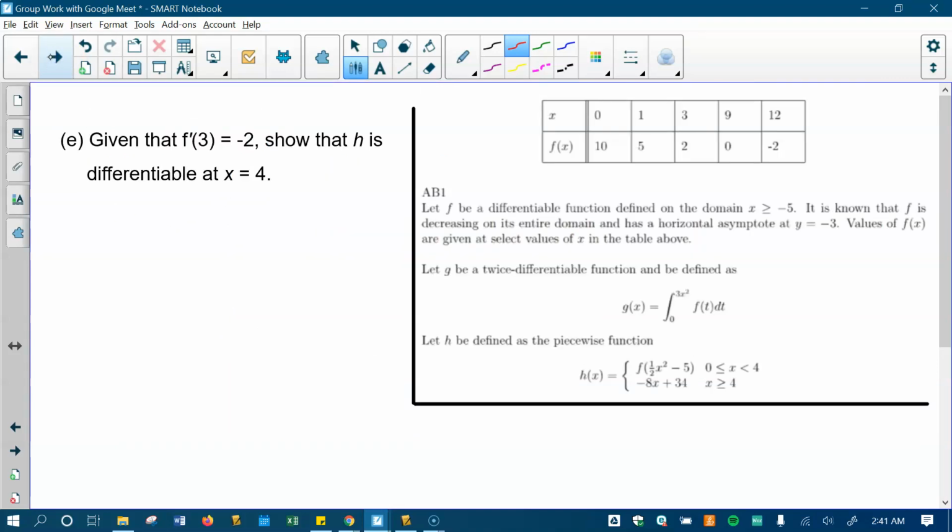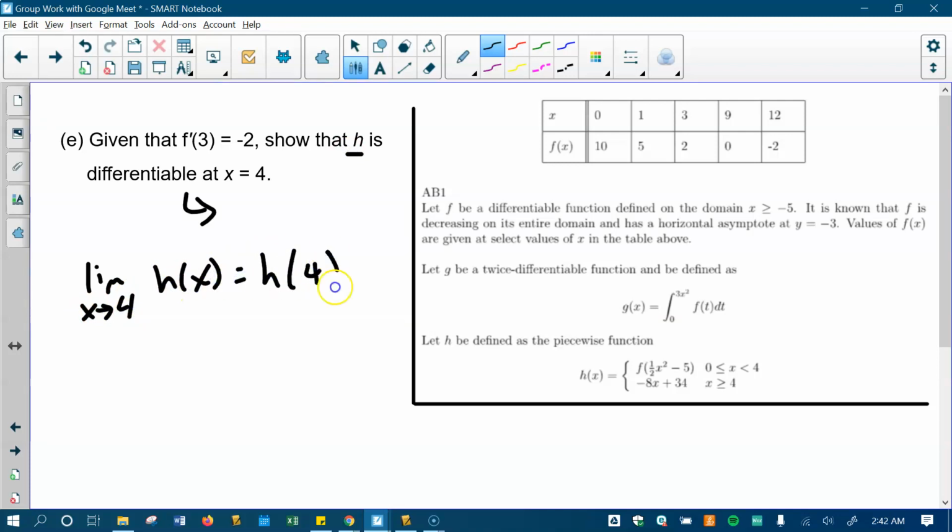For E, given that f prime of 3 equals negative 2, show that h is differentiable at x equals 4. This is kind of a labor-intensive problem. Let's see what we can do. To show that something is differentiable, you must show continuity first. So we need to show that the limit, as x approaches 4, of h of x is equal to h of 4. Okay, we need to show that first.